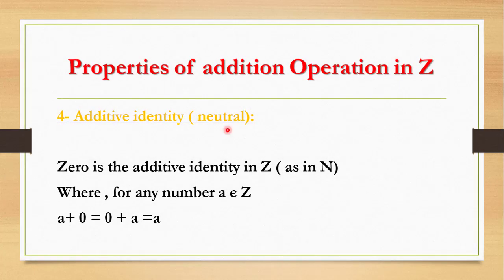Also we have the additive identity, or additive neutral. As in natural numbers, 0 is the additive identity. What do you mean by additive identity? It means a number which, if you add it to any integer, the result will be the same number. So 0 is the additive identity or the additive neutral because any number a plus 0 is the same as 0 plus a, equal to a. Okay, a won't change if you add it to 0.